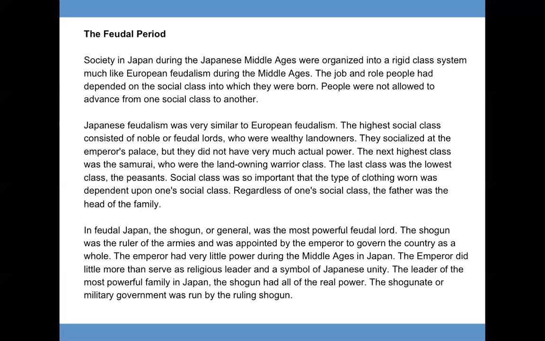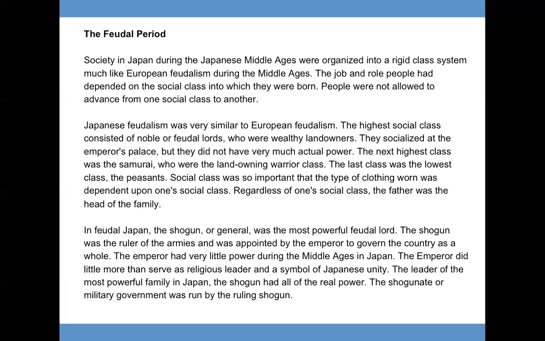The highest social class consisted of noble or feudal lords who were wealthy landowners. They socialized at the emperor's palace, but they did not have very much actual power. The next highest class was the samurai, who were the land-owning warrior class. The last class was the lowest class, the peasants. Social class was so important that the type of clothing worn was dependent upon one's social class. Regardless of one's social class, the father was the head of the family.